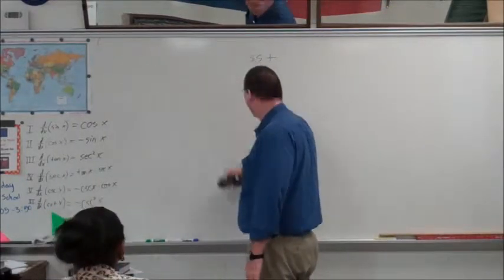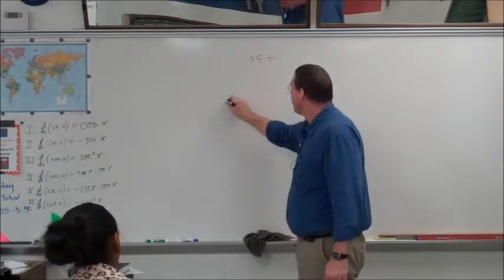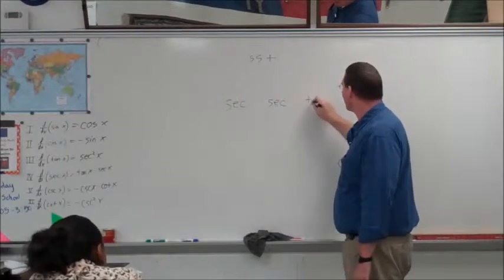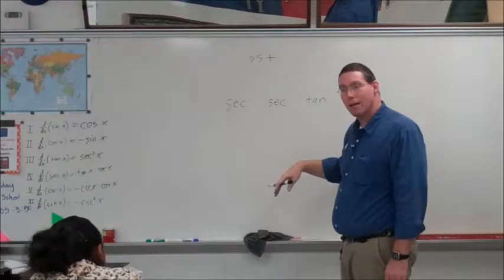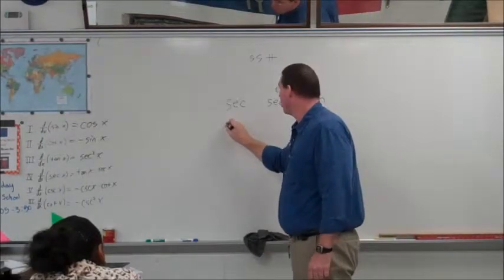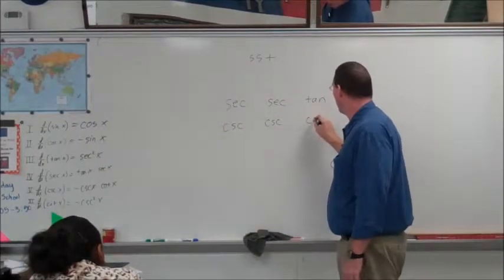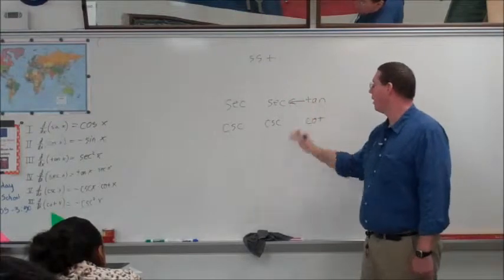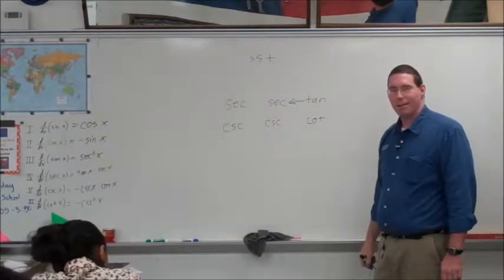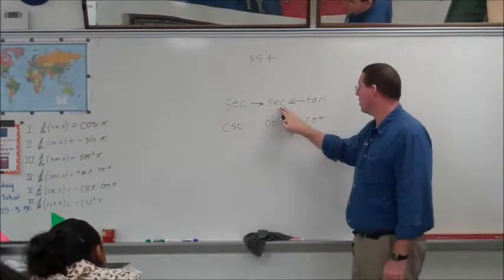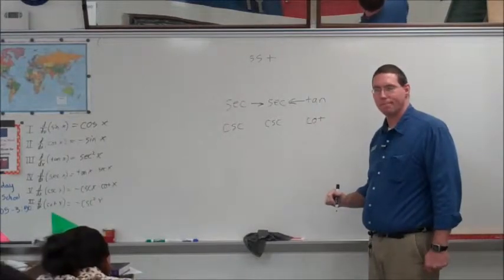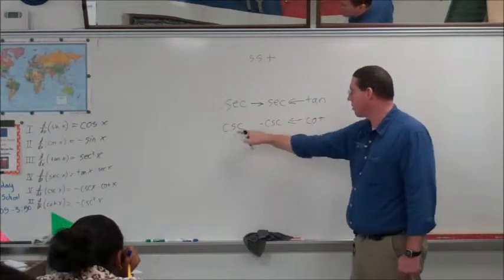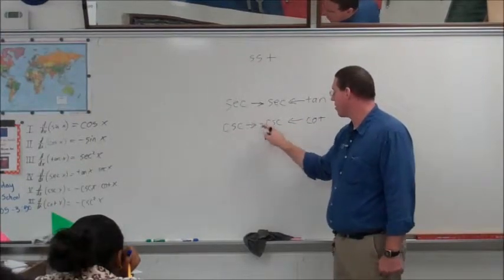Now, S is secant. The other S is also secant. The T is tangent. Underneath, right there, co-functions: cosecant, cosecant, cotangent. So far, so good? If you want the derivative of tangent, it's secant times secant. If you want the derivative of secant, it's secant times tangent. We're going to put a negative right here. If you want the derivative of cotangent, it's negative cosecant cosecant. And if you want the derivative of cosecant, it's negative cosecant cotangent.